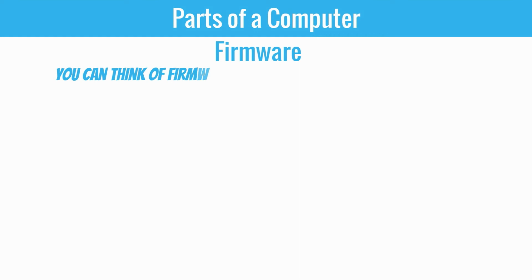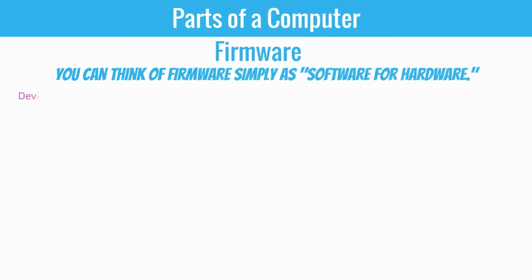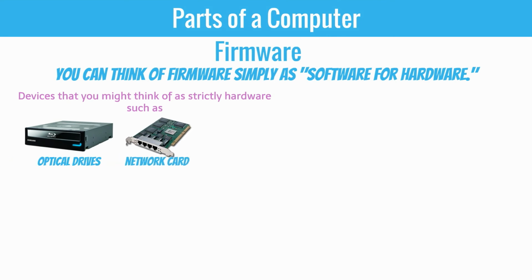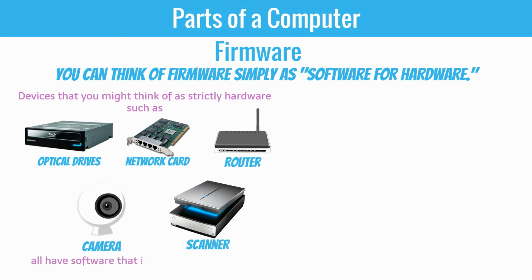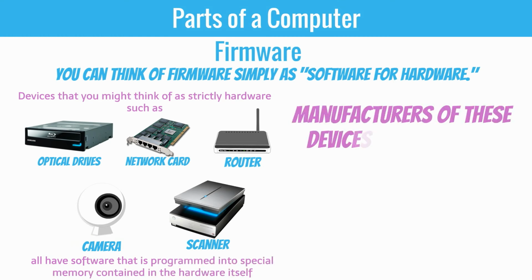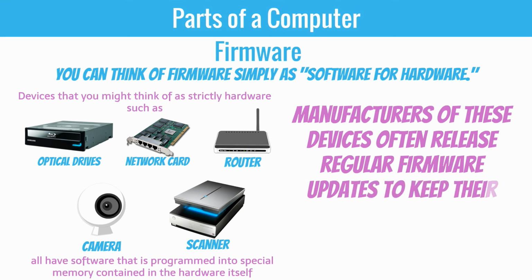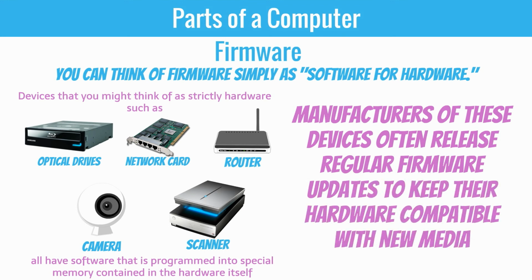You can think of firmware simply as software for hardware. Devices that you might think of as strictly hardware, such as optical drives, a network card, a router, a camera, or a scanner, all have software that is programmed into special memory contained in the hardware itself. Manufacturers of these devices often release regular firmware updates to keep their hardware compatible with new media.